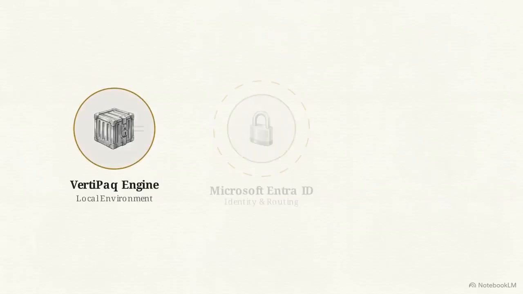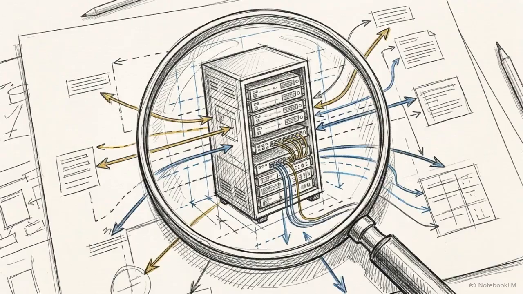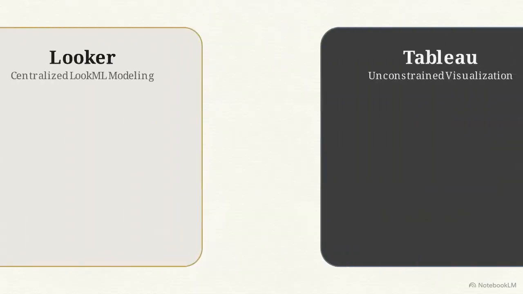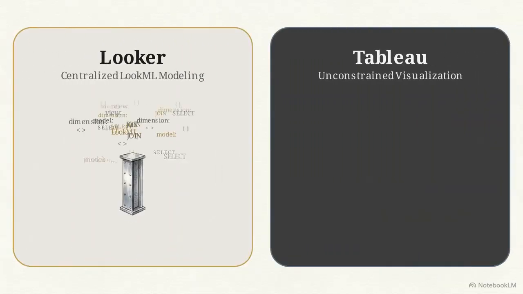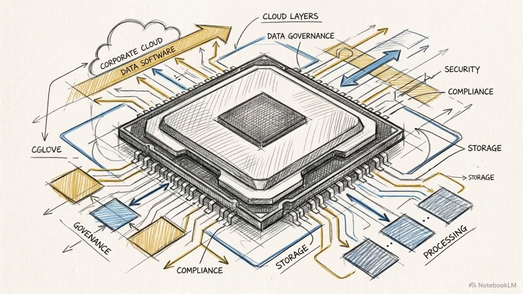The complete architectural pipeline travels from the compressed local VertiPack engine through the Entra ID routing protocol and terminates in the isolated backend cluster. This design dictates Power BI's ideal use case. It is built for organizations requiring massive scalability that are already deeply embedded in the Microsoft Azure infrastructure. Compare this to the wider market. Platforms like Looker rely heavily on centralized code-based LookML modeling, while Tableau prioritizes unconstrained front-end visualization flexibility. Power BI's competitive advantage lies in its deep integration of enterprise data governance, paired with highly cost-effective Azure compute capabilities.